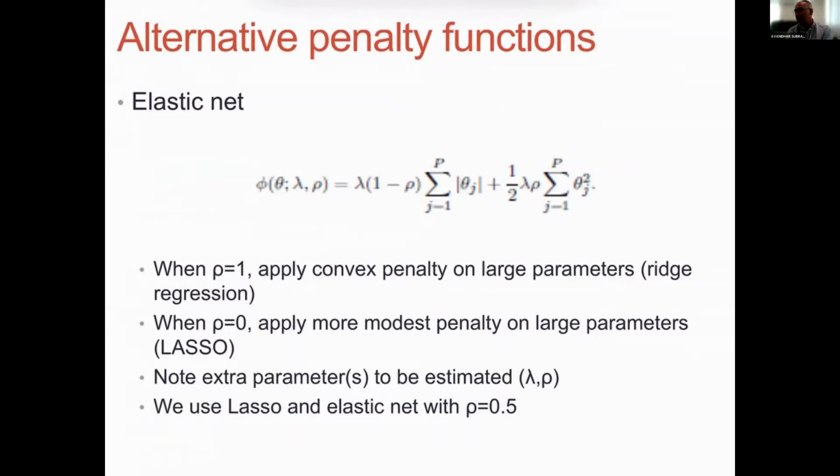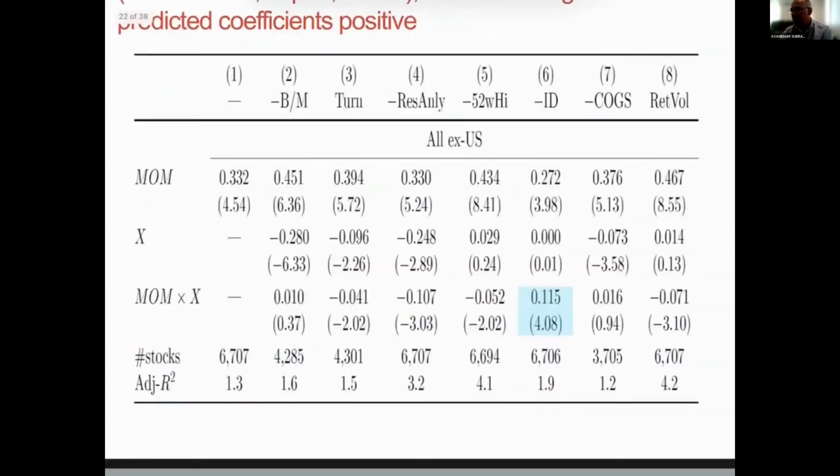And so in that functional form, where theta is the parameter set, right? When rho equals 1, you're applying a convex penalty on large parameters, which is ridge regression. And when rho equals 0, right, the first term applies and the second term is 0, you apply a penalty on very large parameters in an absolute sense, not in a convex sense, right? And so that's called lasso. So what we're going to do is that we're going to use lasso and elastic net with rho equals 0.5 and run regressions of the same type, like that.